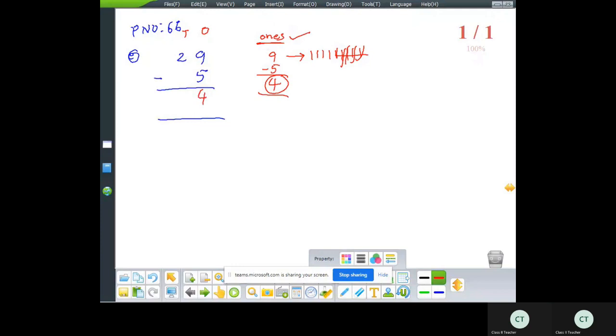Now subtracting on 10. In the 10 place, only digit 2 is there. Directly write 2 here. 24. 29 minus 5 is equal to 24. Now F1.